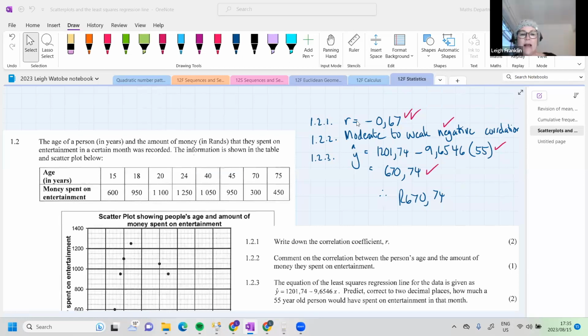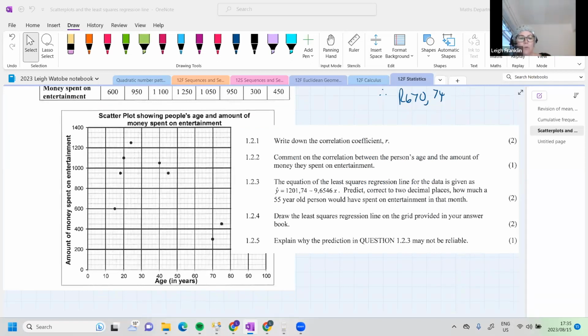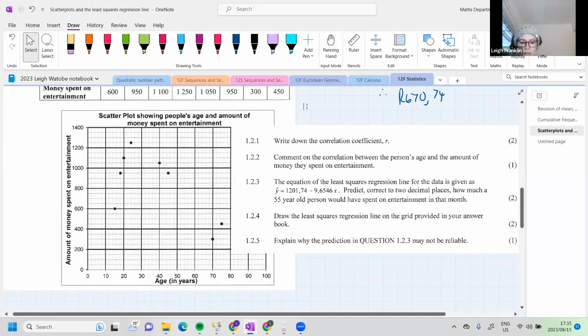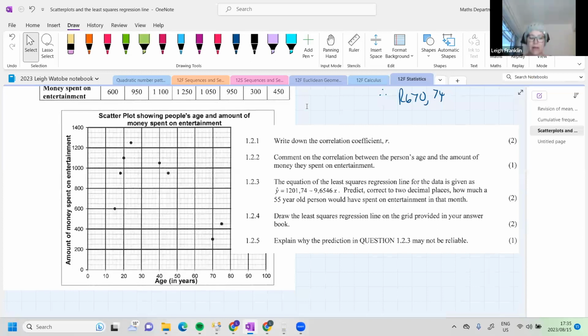Okay, all right. Now, in question 1.2.4, again, they want us to draw the least squares regression line. But if we just connect the smallest value to the biggest value, it's not going to be correct. Why not?